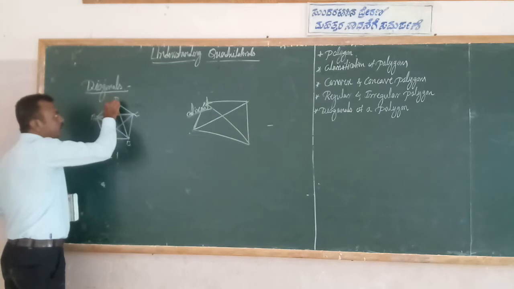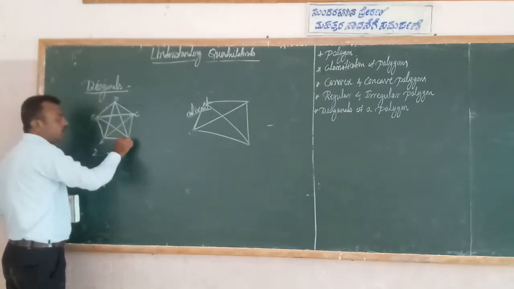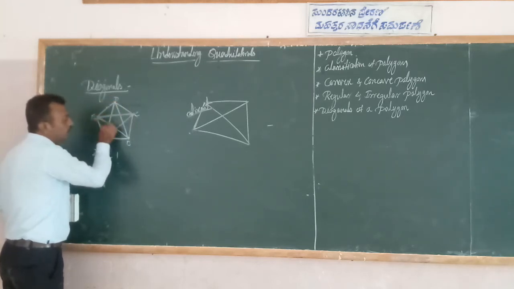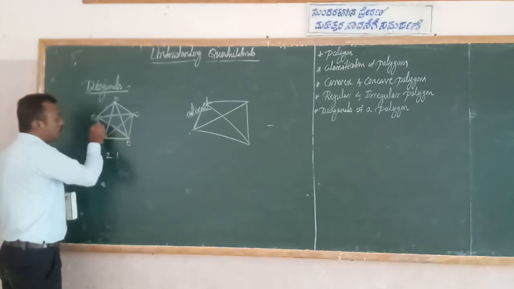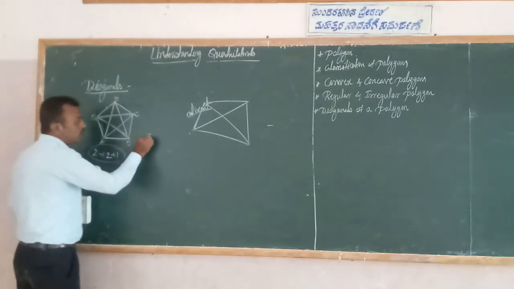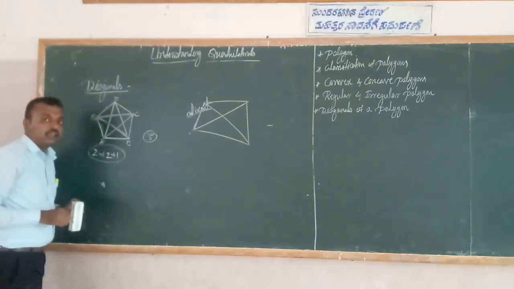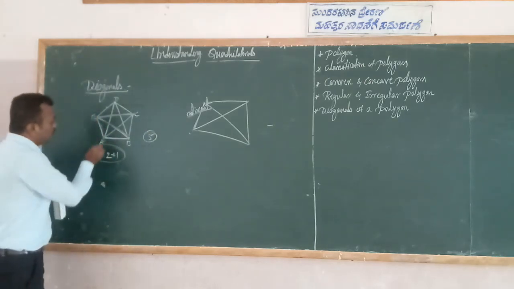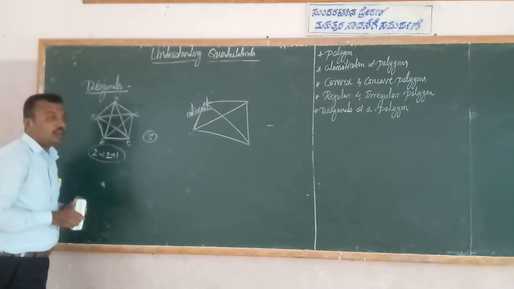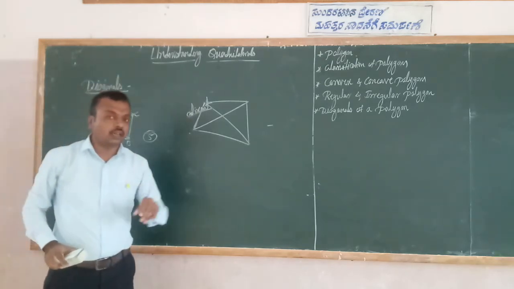Then come to D. The opposites of D are A and B. Already drawn that. So after that, E. From E, C and D, B already drawn, and A already over. So how many diagonals are there? There are 5 diagonals in the pentagon. See, count it. 1, 2, 3, 4 and 5. So there are 5 diagonals.